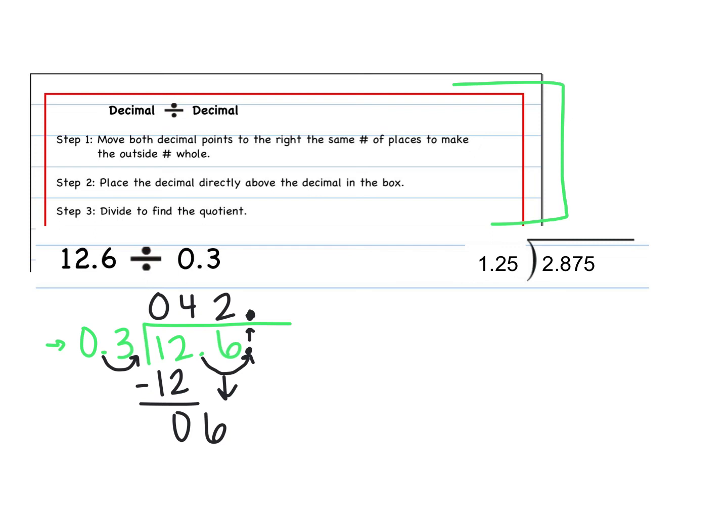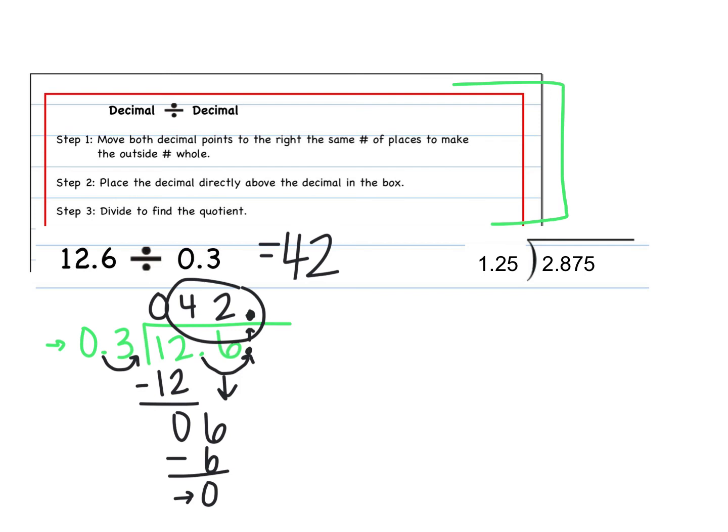Multiply, 2 times 3 is 6. Subtract, 6 minus 6 is 0. Bring down the next number. There is nothing else to bring down. We have 0 at the bottom, so we are done. Remember, our answer at the top here is our final answer. So 42. So 3/10 goes into 12 and 6/10 42 times.